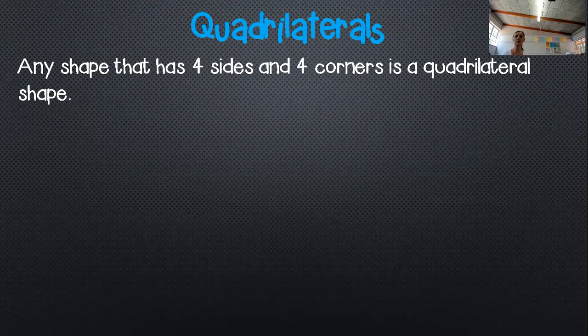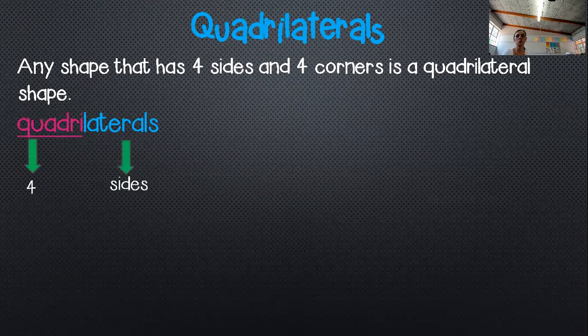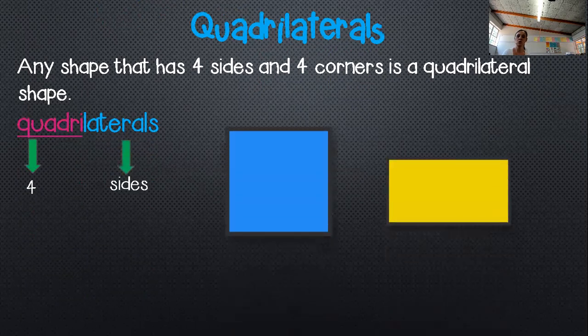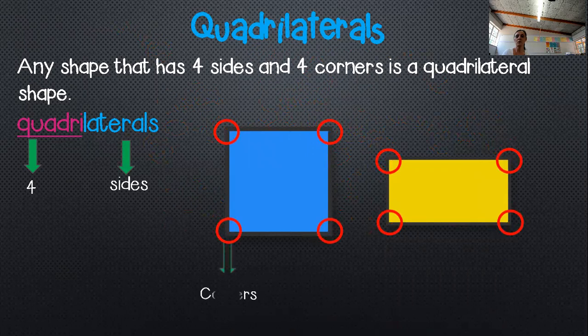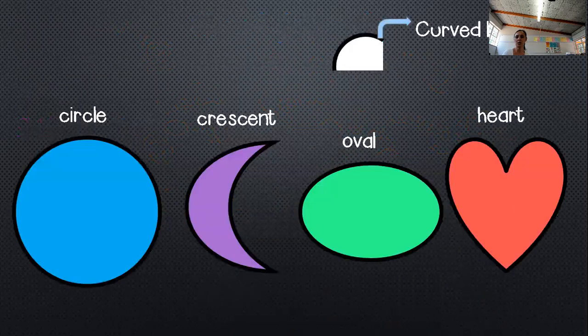Then we find words called quadrilaterals. A quadrilateral is a shape with four sides and four corners or vertices, and that is what a quadrilateral shape is. So quadri means four, and laterals is the sides. So here you can see two quadrilaterals. We've got a square and a rectangle. There you have four corners on each shape, and then you've got your four sides on each shape.